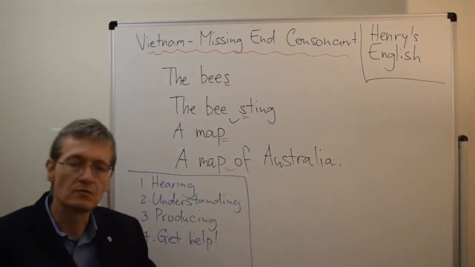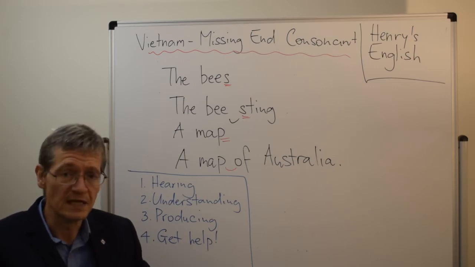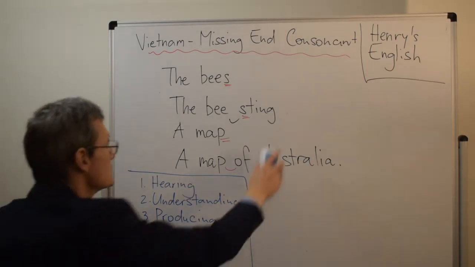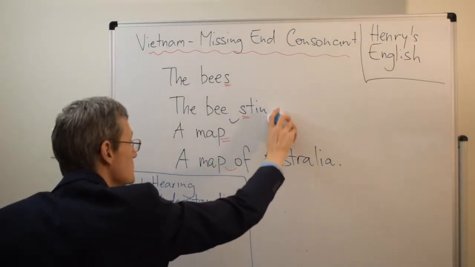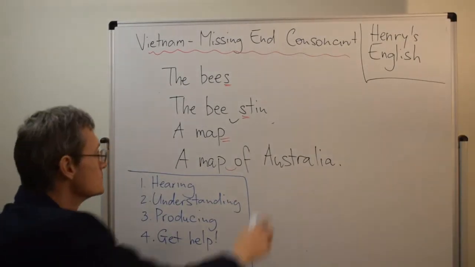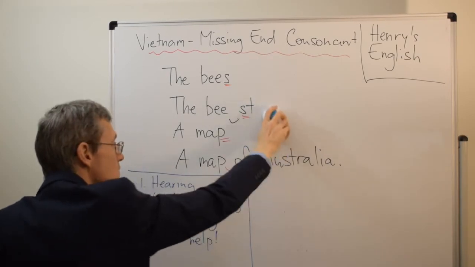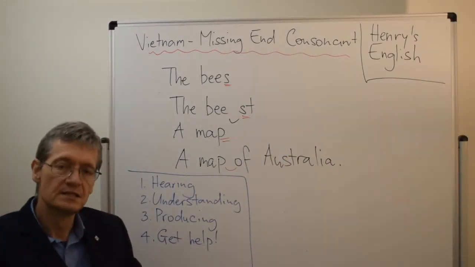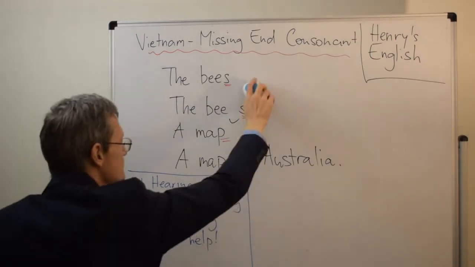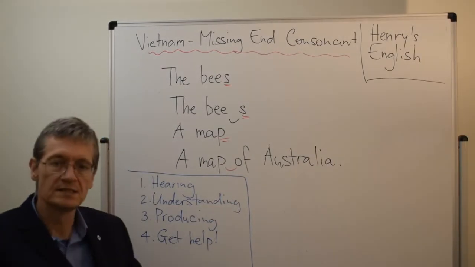Now, I know that's not grammatically correct, but this is not about grammar, this is about pronunciation. So they start with the bee stings, then they go to the bee sting. And they go to the bee skin. Then they go to the beast. And then finally they go to the bees.